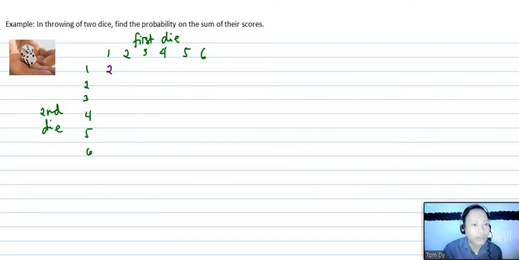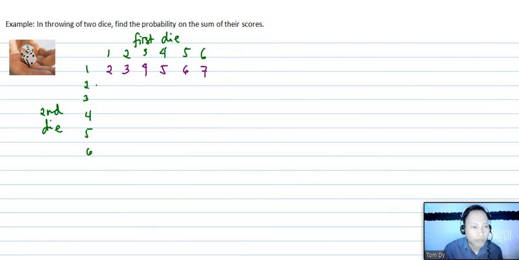Also, let's say when this die is thrown and then the other one is thrown, this one is 1 and this one is 2, then the sum is 3. And then let's say the first die is 3 and the second die is 1, their sum is equivalent to 4. And then 4 and 1, that is 5. And then 5 and 1, that is 6. 6 and 1, that is 7. So these are sample results when we add the scores of 2 dice.